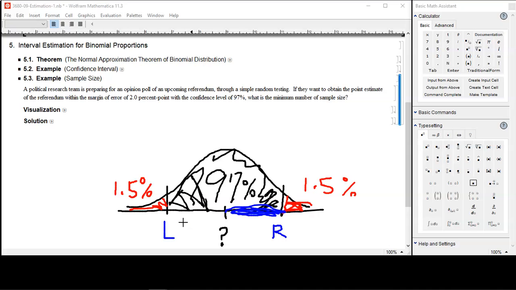So the margin of error of 2.0 percentage point is coming right here. I don't have to know the center. I don't have to know the right-hand side endpoint. All I need is this distance being 2 percentage point. By symmetry, of course, this distance to the left is also 2%. See the idea here? Margin of error.